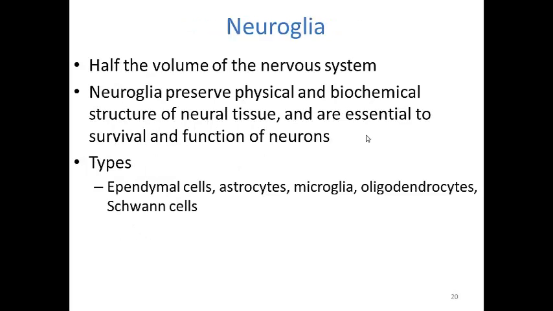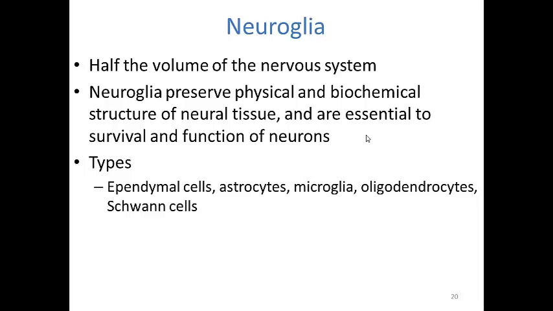Now, heading away from neurons and looking at neuroglia. Neuroglia were another type of cell that we would find in neural tissue, and they make up a very large part of the nervous system volume. The neuroglia are helper cells. It's their job to make sure everything is perfect for the neurons, to make sure that the ion concentration around the neurons is correct, to make sure that neurons have enough water and there's not too much garbage. So as it says on the slide, neuroglia preserve the physical and biochemical structure of neural tissue and are essential to the survival and function of neurons.